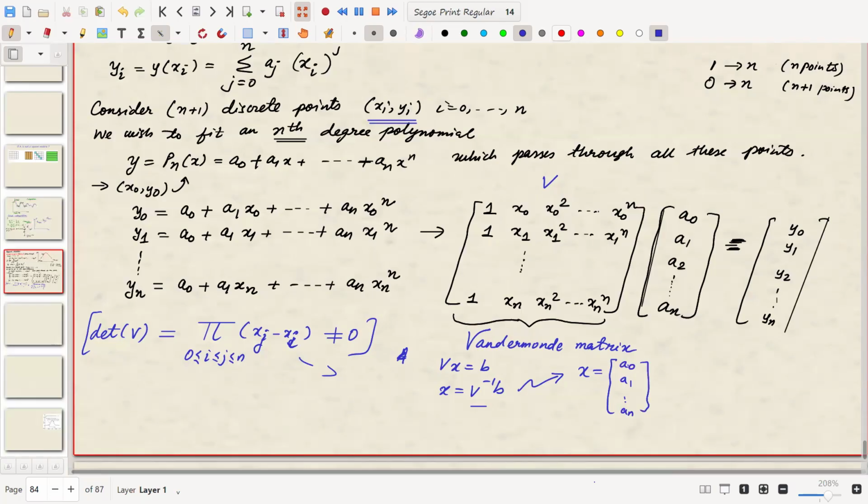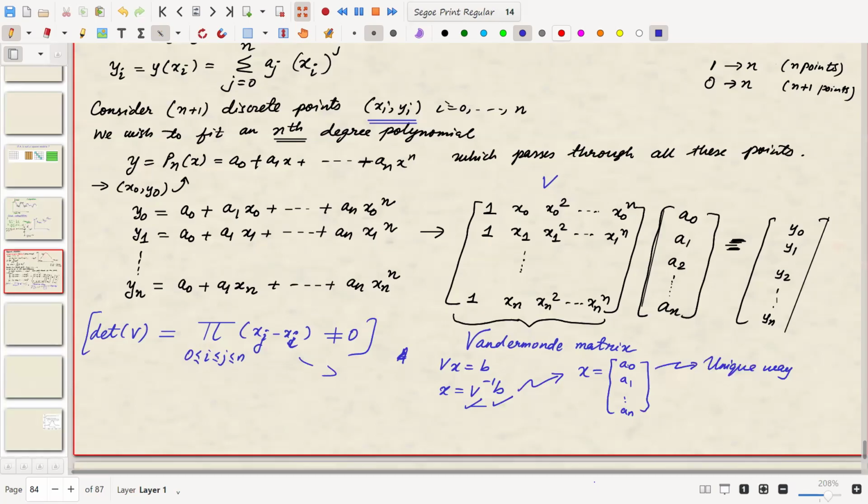So you can find this polynomial in a unique way. You just have V inverse b. There is no other way x can take a different set of values. Unlike a quadratic equation, where you have two roots, here you have only one solution, x equals V inverse b. V inverse is unique, and b is given to you, so it should be just one vector. It cannot have two different solutions. So the solution is unique.